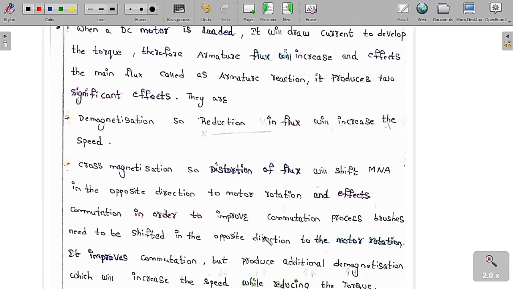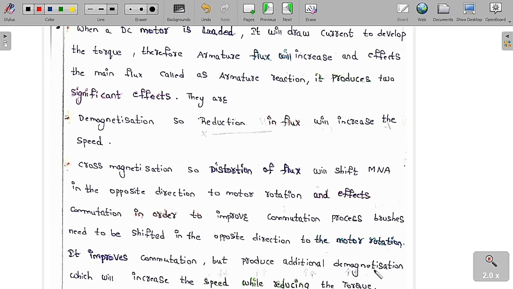Basically, we have to shift these brushes to the MNA. The MNA is quite opposite to the rotation of the motor. So definitely we have to shift the brushes in the opposite direction of the rotation of the motor. Now the commutation is improved. It improves commutation, but it produces additional demagnetization. So again the flux will decrease. It will increase the speed while reducing the torque, because of this extra demagnetization. Flux decreases means the speed will increase and the torque will decrease.